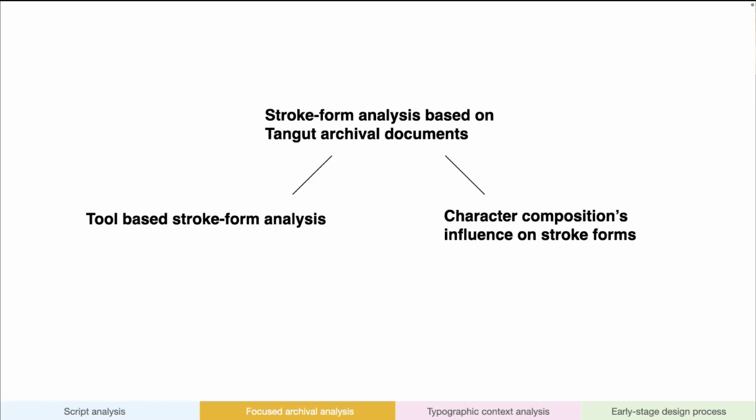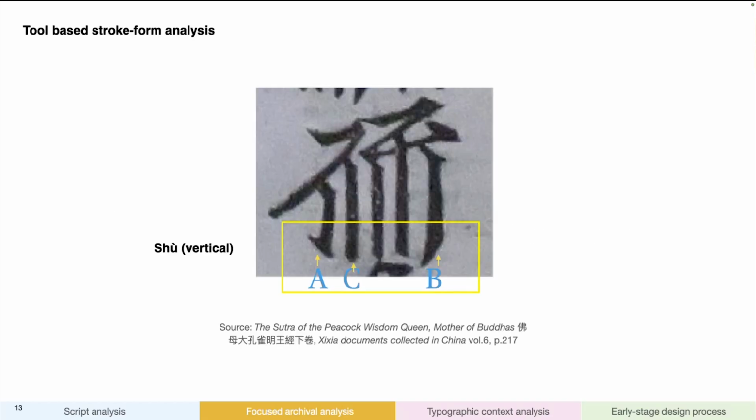The next stage is a close analysis of Tangut stroke forms. This analysis is done from 2 perspectives: stroke influenced by tools and stroke influenced by the character structure. I will now use 2 examples to explain it. The first example is a tool-related stroke form.